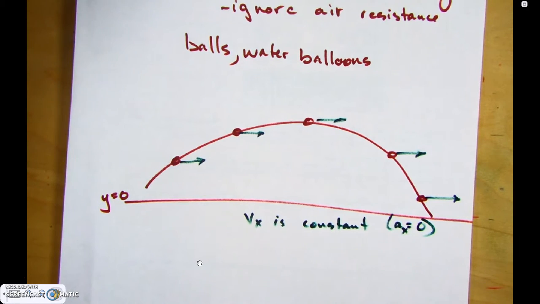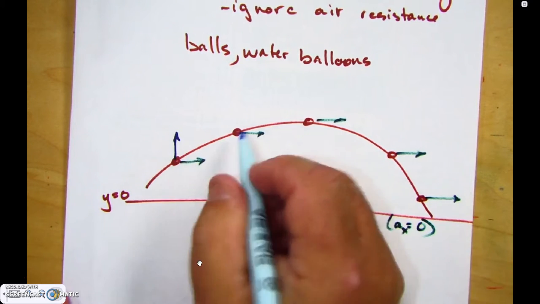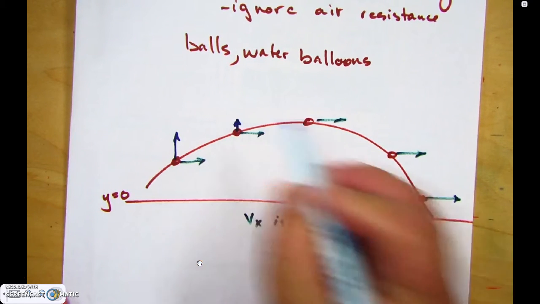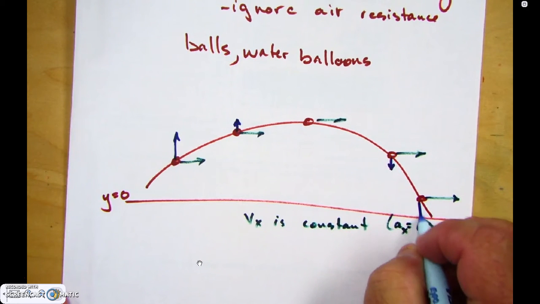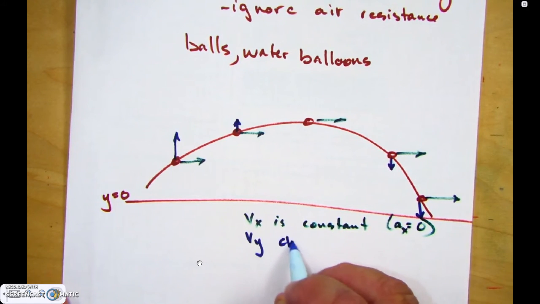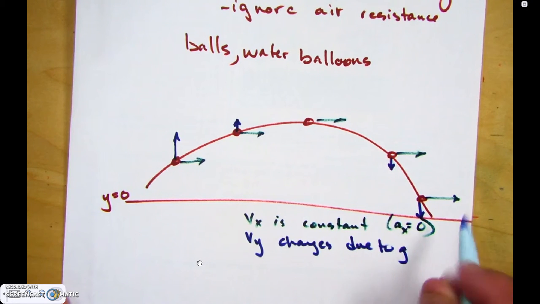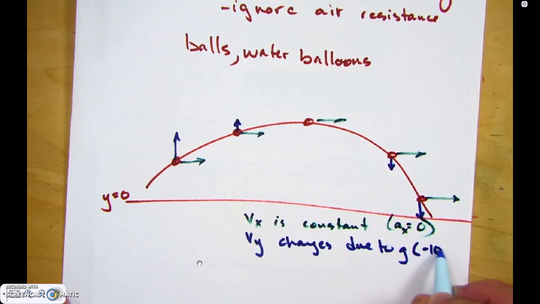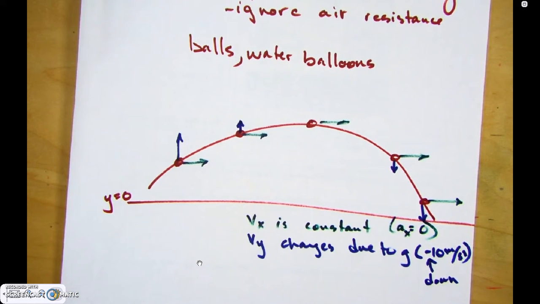Now, speed in the y direction can change. Here, speed in the y direction is up. It's up here but smaller. Here it's momentarily 0. Here it's down. Here it's down and bigger. So Vy changes due to g. And g we know is negative 10 meters per second squared. Again, 9.8. The negative only indicates the fact that it's going down as we go through it. So it's important to understand that.